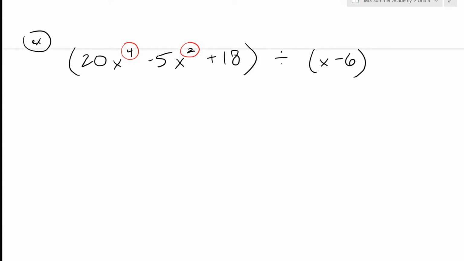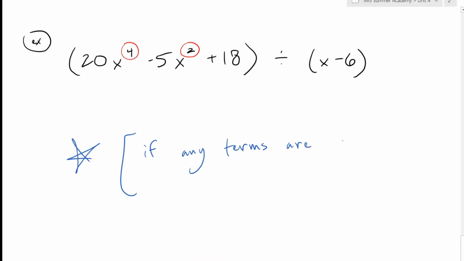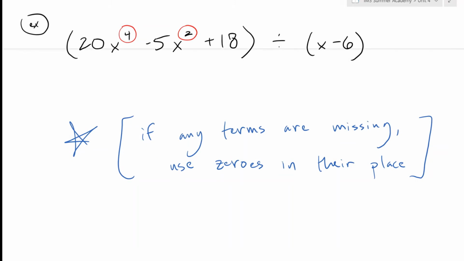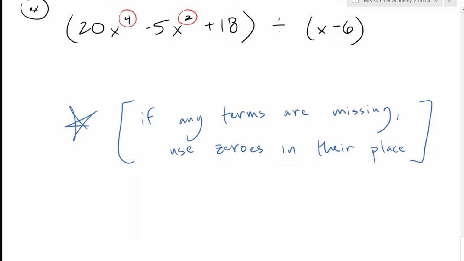Okay, so we're not going to actually finish this problem. I just want you to make a note of it. If any terms are missing, we're going to use zeros as their placeholders. Zeros in their place. And I'll show you how to write that. Okay. So that's my original problem.